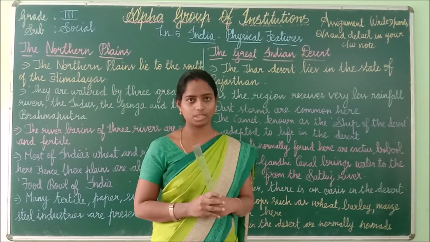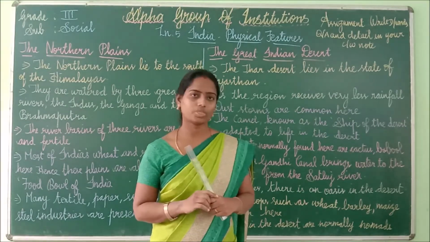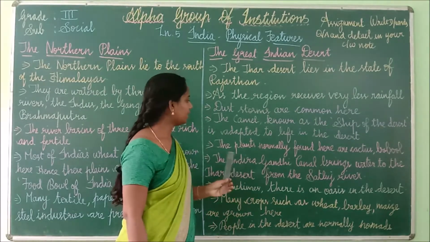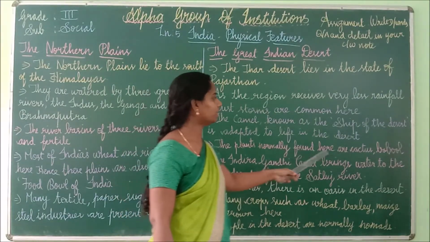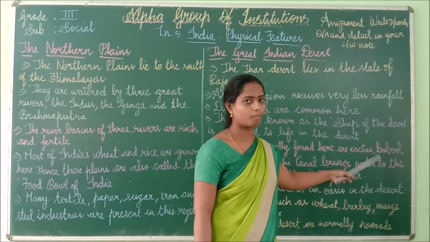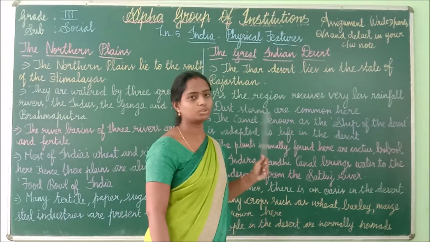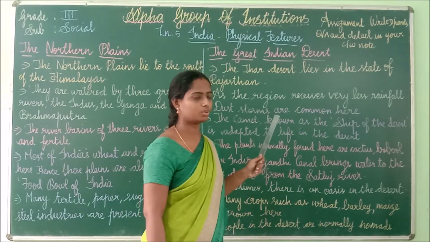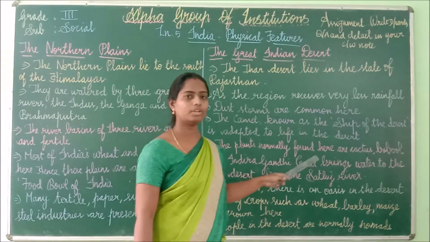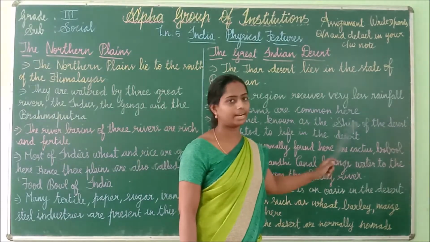Which one is mostly found in the desert region, children? Camel. Okay, and then it is said the plants normally found here are cactus and bamboo. It is a very dry region, isn't it? So most of the trees do not grow here. Only some of the trees will grow. So the plants normally found here are cactus and bamboo.